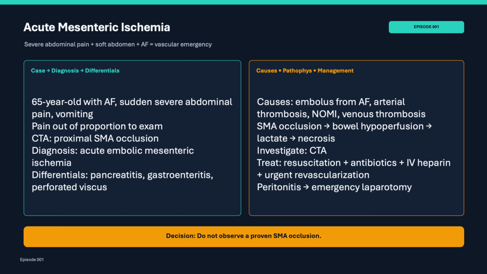The major complications are bowel infarction, perforation, sepsis, multi-organ failure, and short bowel syndrome following extensive resection. The key decision from episode 1 was: do not observe a proven mesenteric arterial occlusion and wait for the abdomen to become rigid. By the time obvious peritonitis develops, irreversible bowel necrosis may already be present.